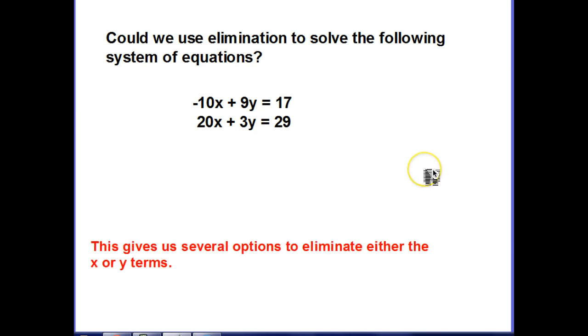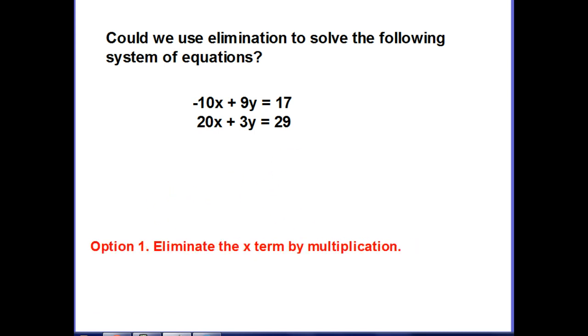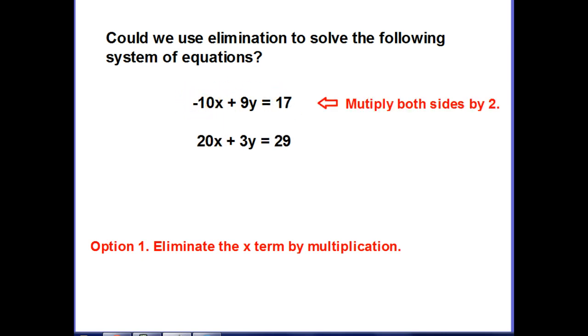That gives us several options to eliminate either the x terms or the y terms. So let's start with the x terms. Let's eliminate the x term by multiplication. We're going to take the top equation here, and we're going to do some elimination here. Our first step is to multiply both sides by 2. I'll explain why in just a minute.